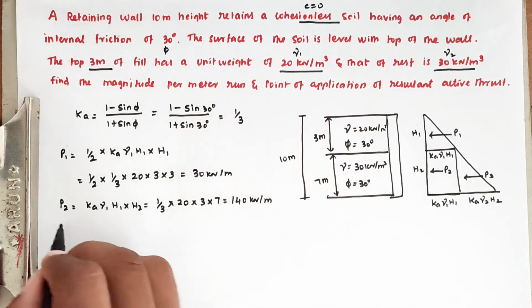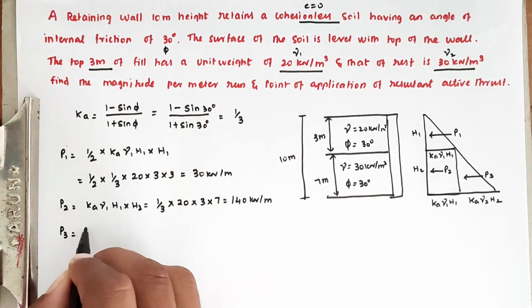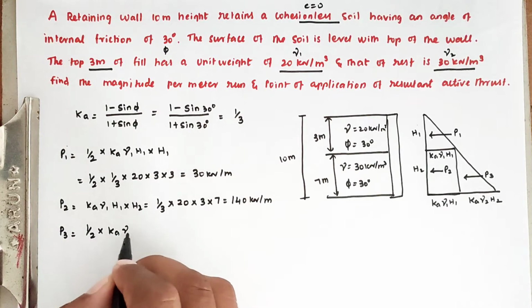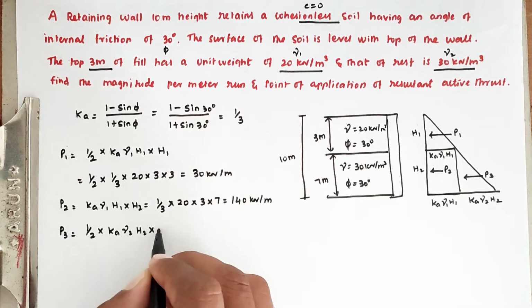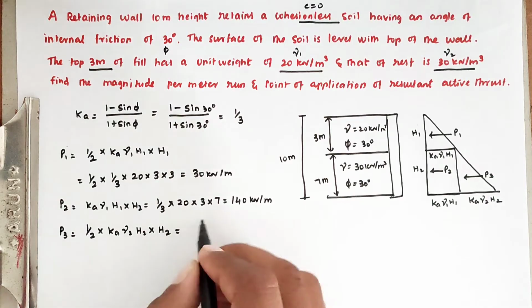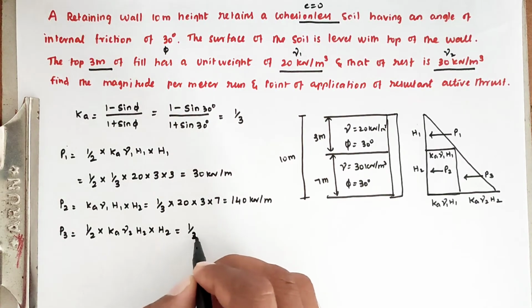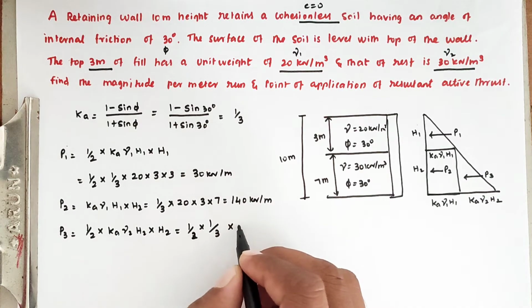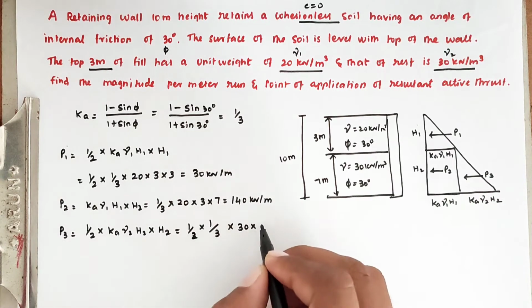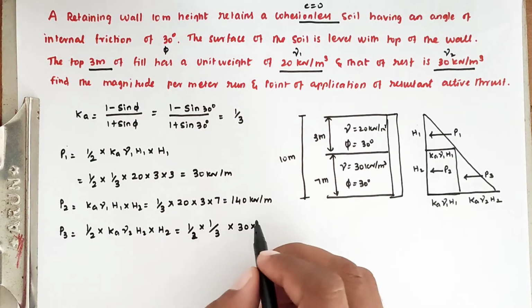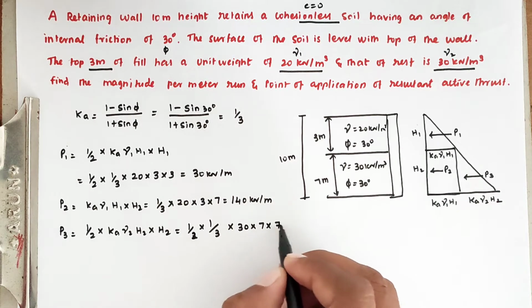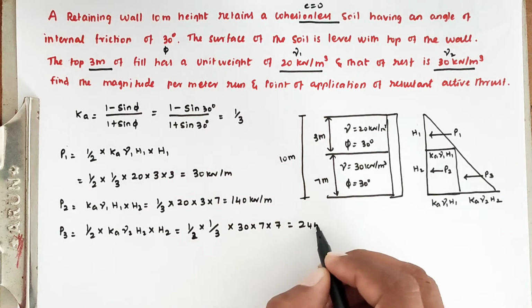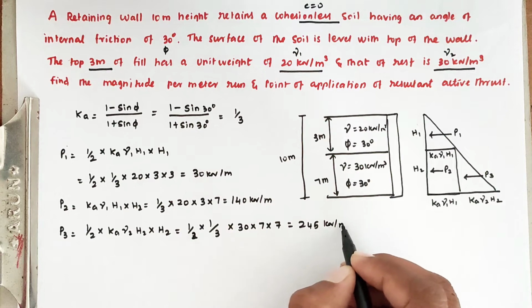Next is P3. P3 is half into B into H, where B is Ka into gamma 2 into H2 and the height is H2. Substituting: 1 by 2 into Ka value 1 by 3 into gamma 2 value 30 into H2 value 7 meter into 7. Solving this, we get 245 kilonewton per meter.